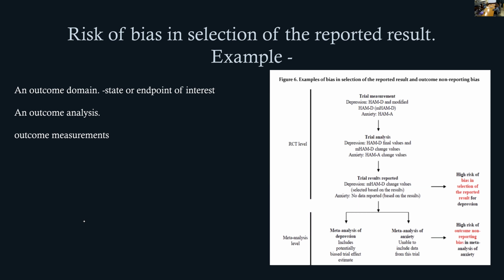If you look at this study, suppose the trial is looking at depression and anxiety. They have taken Hamilton and modified Hamilton scoring for anxiety. In the trial, they have looked at the change of values, but the result is showing significant effect for depression, but anxiety is not showing any positive outcome. If only the depression values are reported, and this study is used for a meta-analysis of anxiety, then there is a high risk of outcome non-reporting bias. So this is a bias if there is selected reporting.